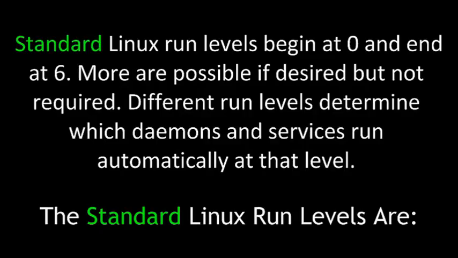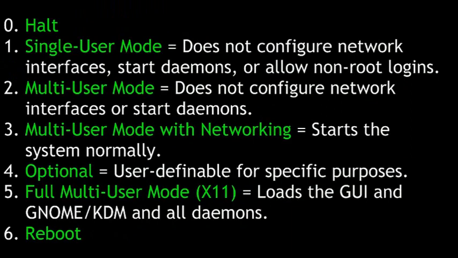Which daemons and services run automatically at that level. The 5 standard Linux run levels are: 0 is halt, and 1 is single user mode, which does not configure network interfaces, does not start daemons, and does not allow non-root logins. 2 is multi-user mode, which does not configure network interfaces or start daemons. 3 is multi-user mode with networking, in which case you boot up to a command prompt and you have your daemons and you have networking, but no graphical interface, no GNOME or KDM.